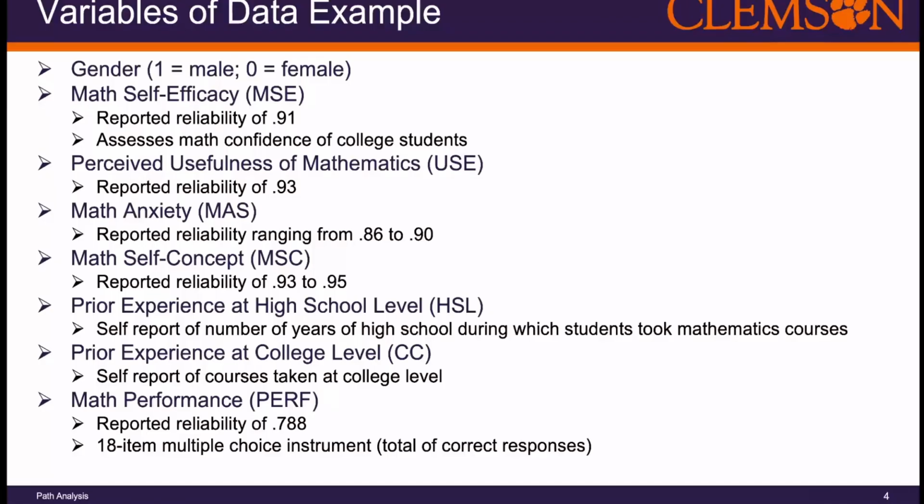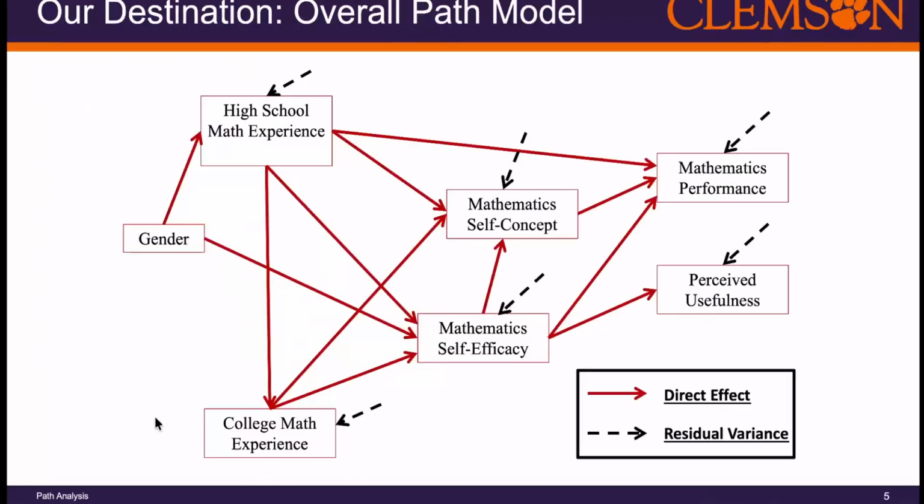Then we have prior experience at the high school level. This is the number of years of high school during which students took math courses. And we have prior experience at the college level, which is the number of courses taken at the college level, in credit hours. Then we have mathematics performance. The reported reliability is 0.788. Basically, it's the total of correct responses out of an 18-item multiple choice test in mathematics.